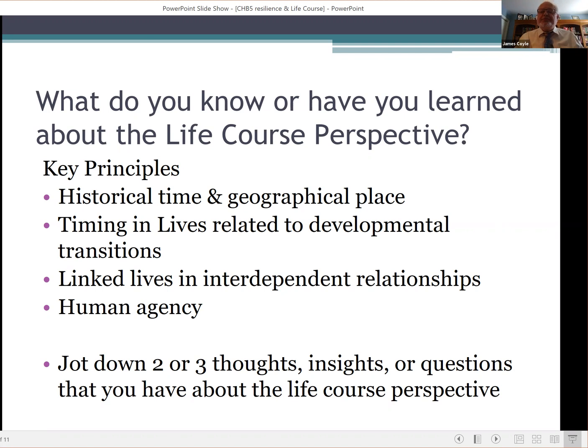The life course perspective is the other thing that we're going to talk about in this tutorial. If you remember, the key principles are that certain things happen over time which are different depending upon what's going on in your environment and your experiences. So historical time and geographic place make a difference, and it's something you take into consideration. Timing in lives is important. People have more difficulty during developmental transitions.